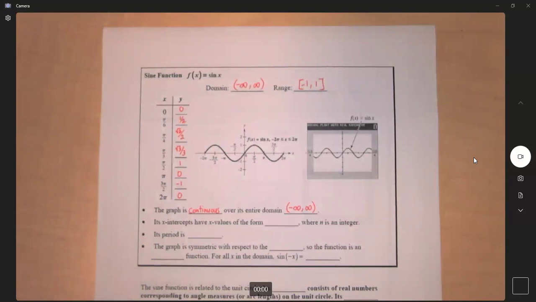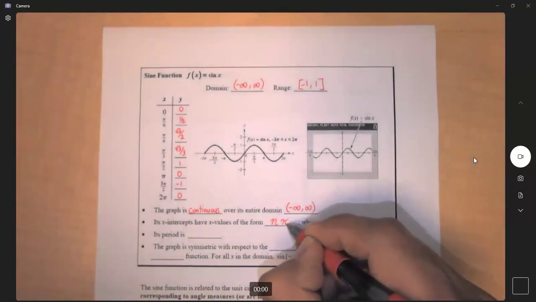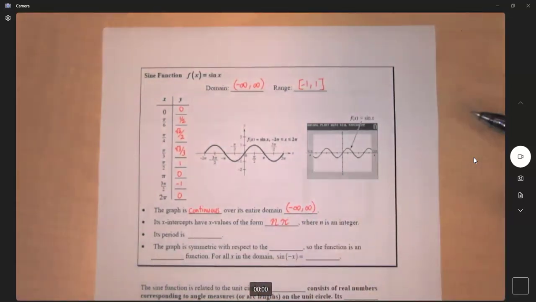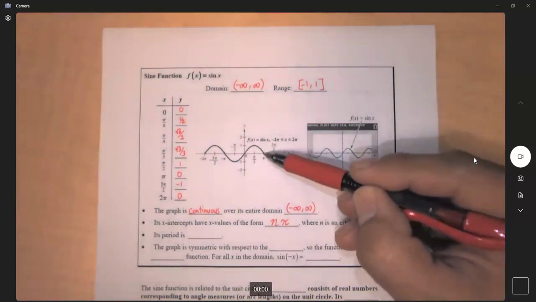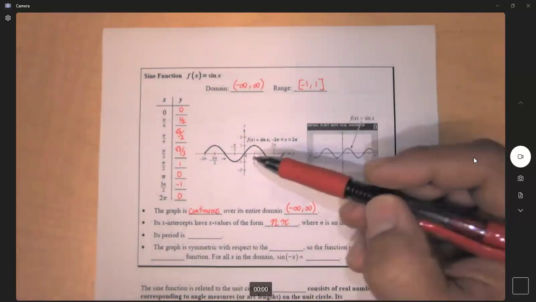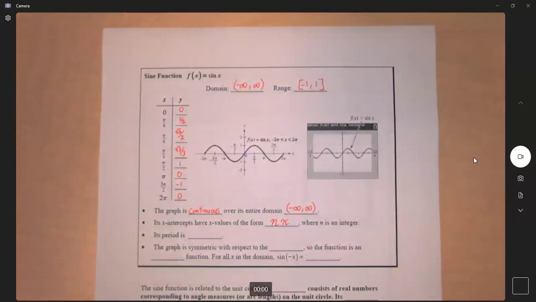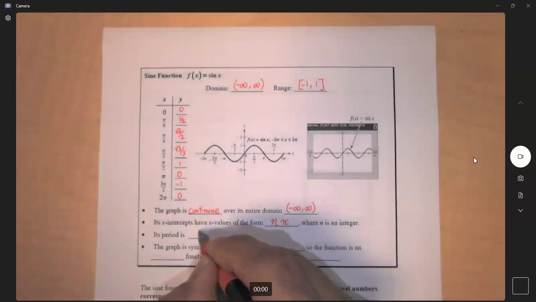Its x-intercepts have values of the form n times pi, where n is an integer. X-intercepts means where it crosses the x-axis, and you can see it cross at pi, at 2 pi. It would cross at 3 pi, over here at -pi, -2 pi. So at integer multiples of pi are its x-intercepts. Its period is 2 pi.